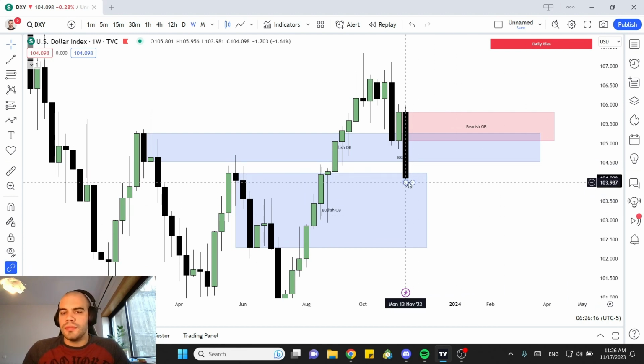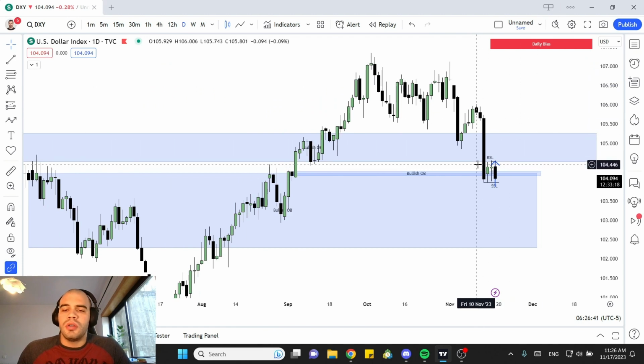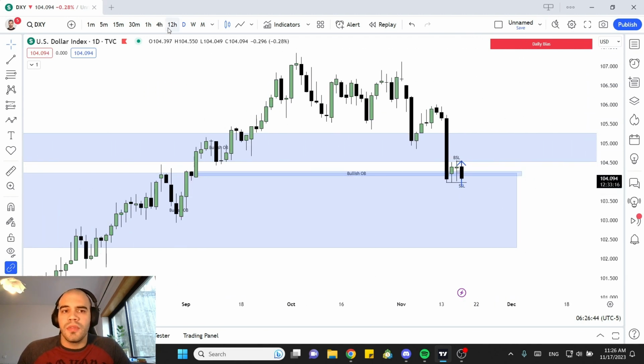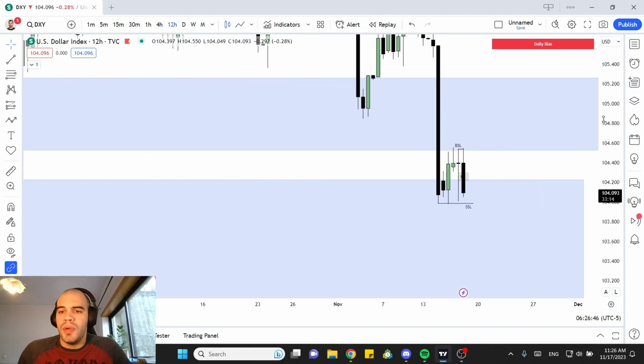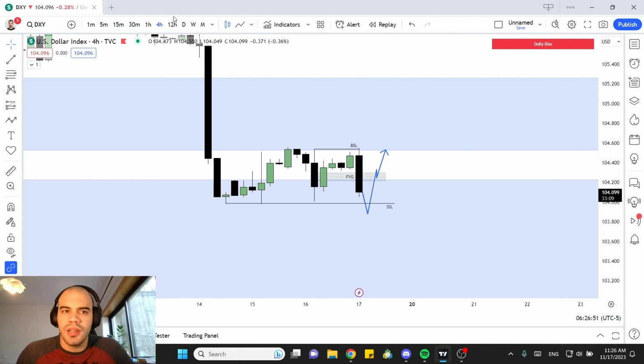So we would have a wick to this zone, and we would have a candle closure inside of this weekly order block, which would mean a very bullish reaction. So probably next week, if this happens, we will have a bullish week. I'm not expecting price to move lower today on DXY. On the daily time frame, we pretty much have the same thing, but we have to notice something here. I'm expecting DXY to move higher.